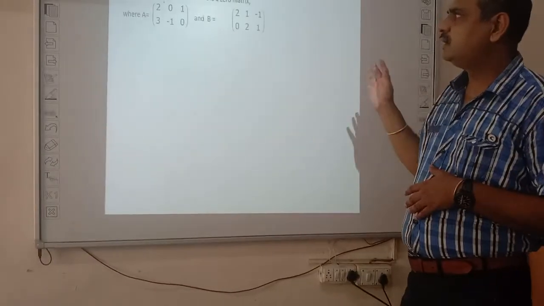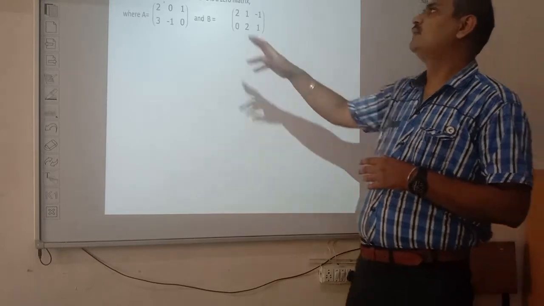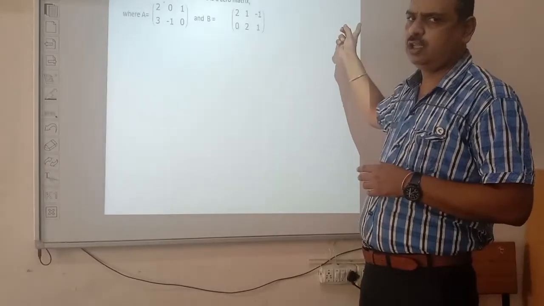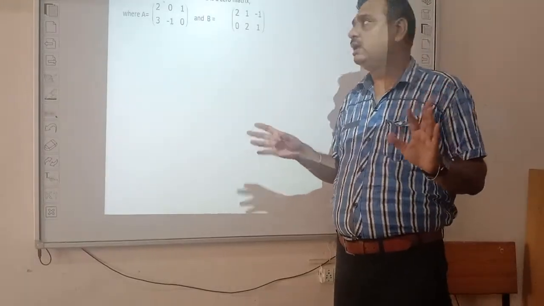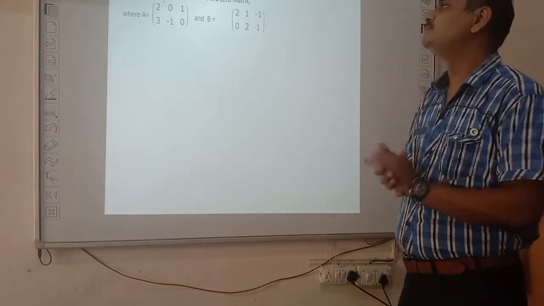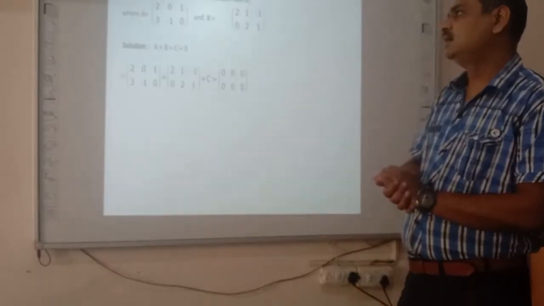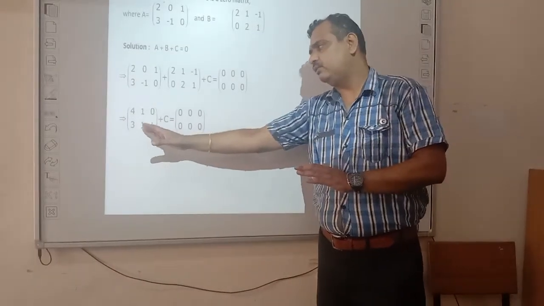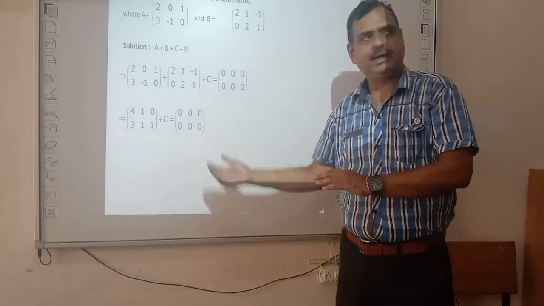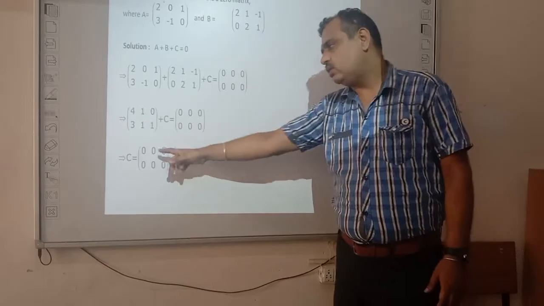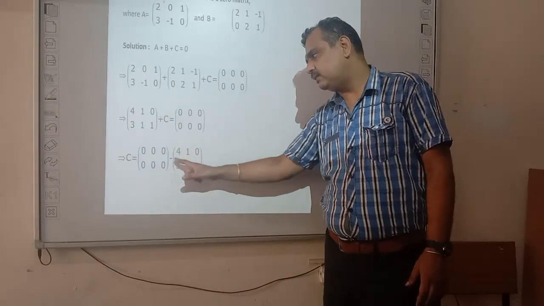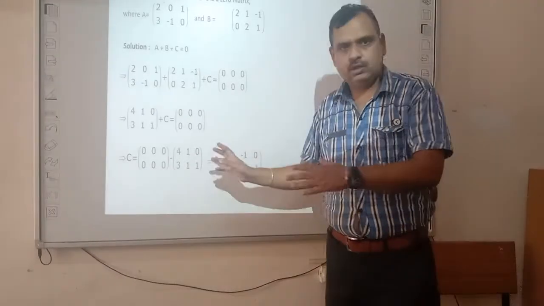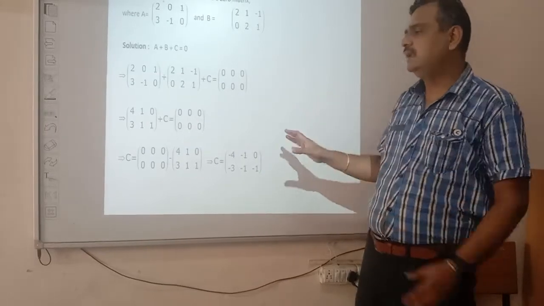Take one example. This example you have to do yourself. A plus B plus C is a 0 matrix. We have A, B and C, you can take them, and then you have to equate to 0 and compare both sides. You will get your answer. This you have to do yourself. Okay, move on. Solution is there. You can see C is there, and then you have to add these two, and then you have to take this to the right hand side. Then you will get the value of C. This minus you have to give to each number: minus 4, minus 1, 0, minus 3, minus 1, minus 1. You will get its answer easily.